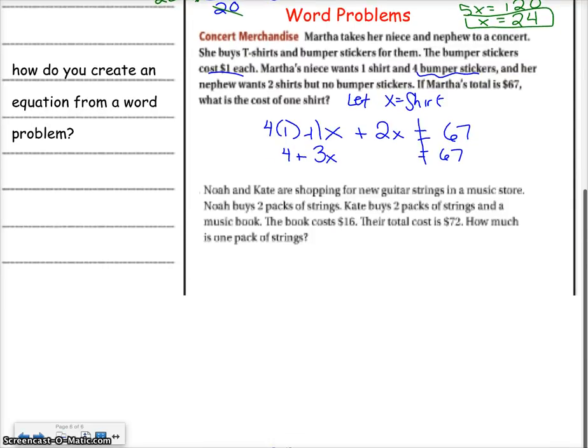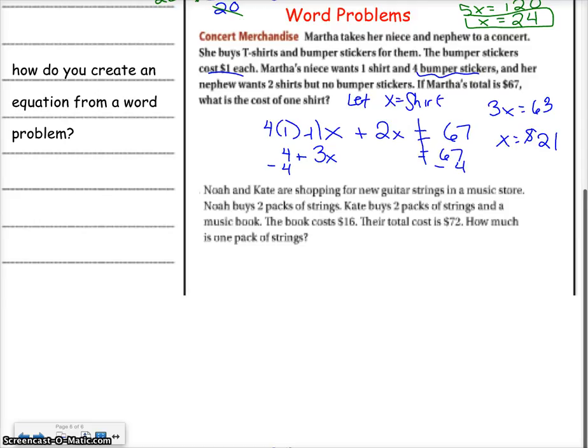All right, now I'm going to move my 4 over. And you get 3x equals 63. Divide through by 3. X is $21 for a shirt. 21 bucks.